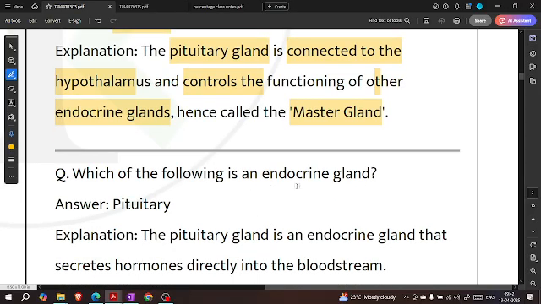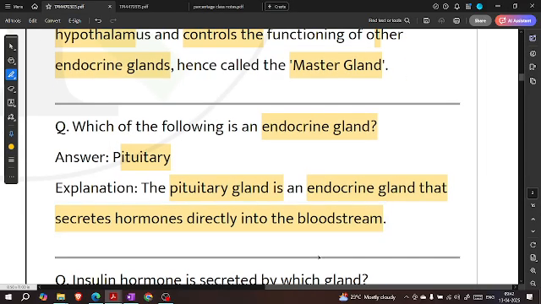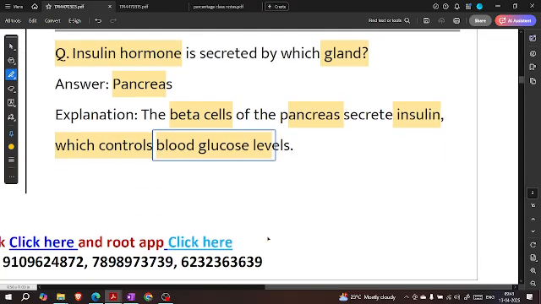Which of the following is an endocrine gland? Pituitary gland. The pituitary gland is an endocrine gland that secretes hormones directly into the bloodstream. Insulin hormone is secreted by which gland? Pancreas. The beta cells of the pancreas secrete insulin, which controls blood sugar level.